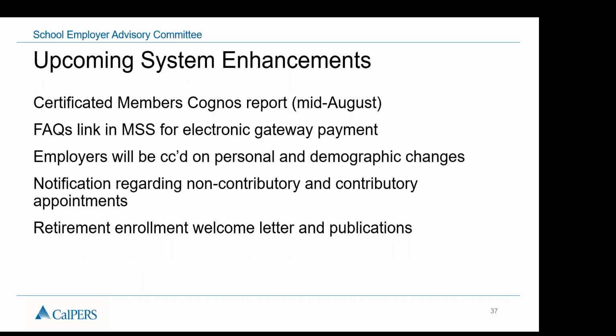This is a pretty exciting one. We have a non-contributory appointment notification. So we will send a contributory notification letter to employers and members when a member has one active non-contributory appointment and a contributory appointment, and then separates from that contributory appointment. The letter will be generated to the lowest level division, and a courtesy copy will be sent to the County Office of Education. So that's really important, something that used to come up all the time. If you have a member that has one appointment at one school district and maybe a part-time at the other, let's say that person ends that full-time contributory appointment.